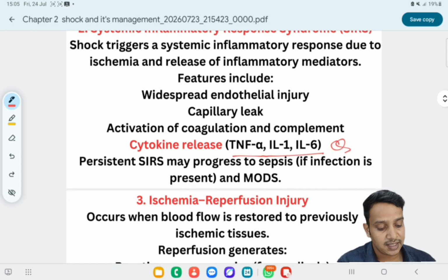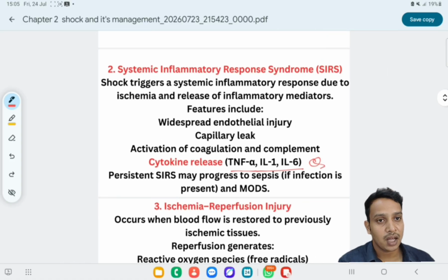Clinically, SIRS can be labeled by an increase or decrease in temperature, an increase in heart rate, or sometimes a bradycardia in septic shock, and an altered respiratory rate. This happens in systemic inflammatory response syndrome, whose criteria we will see in the next chapter.